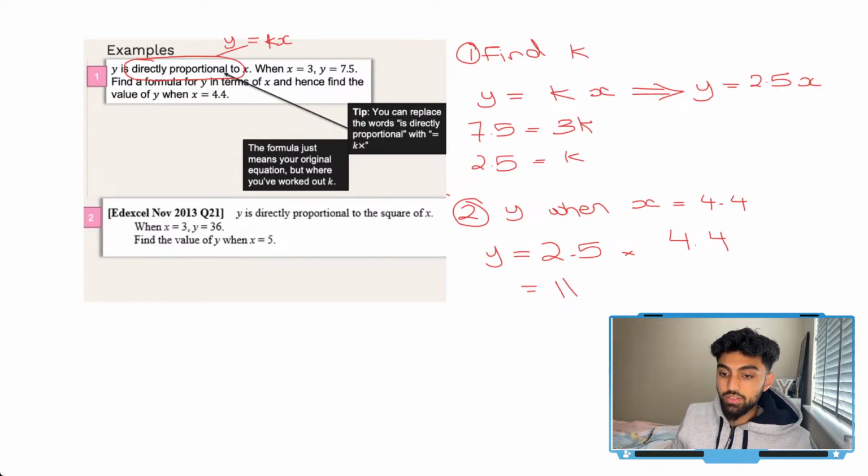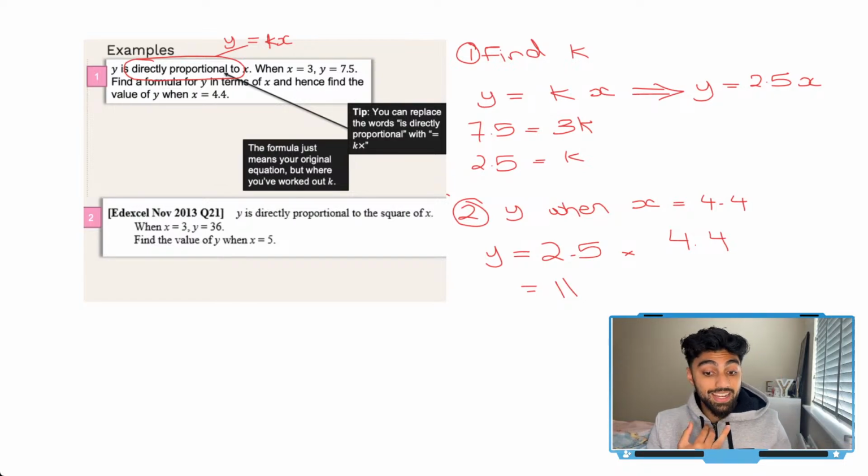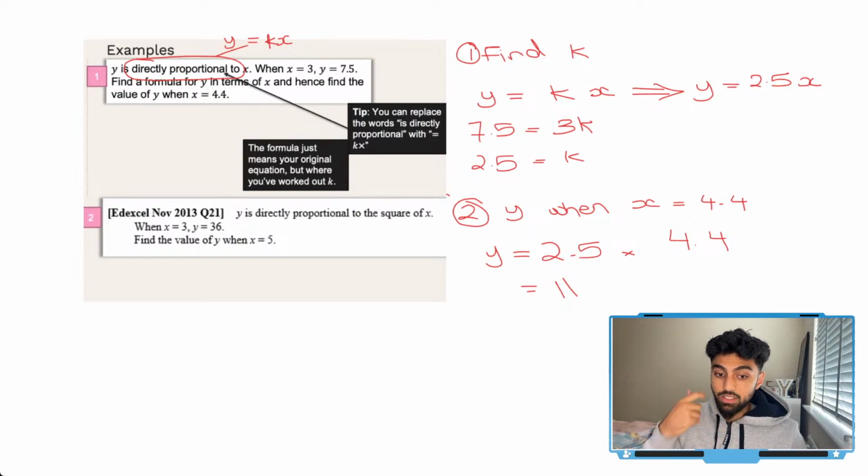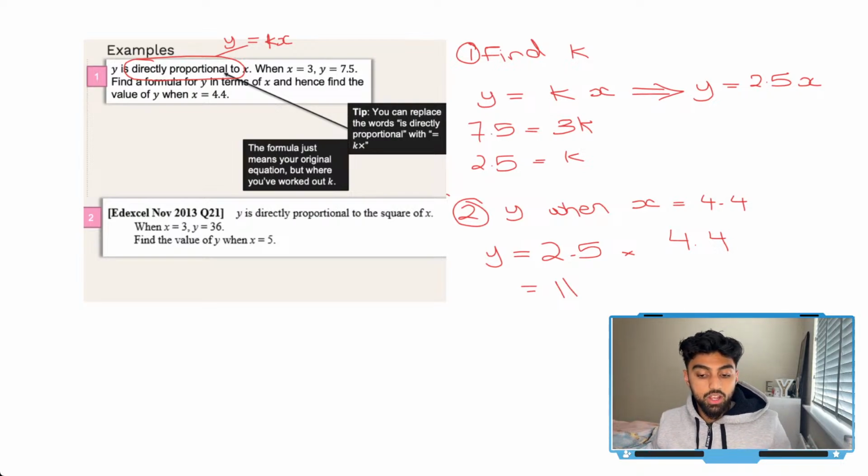This is how we go about answering questions on direct proportion. We always find k first. That is always the first step. Find k. Once you find k, substitute that in to answer the second part of the question.